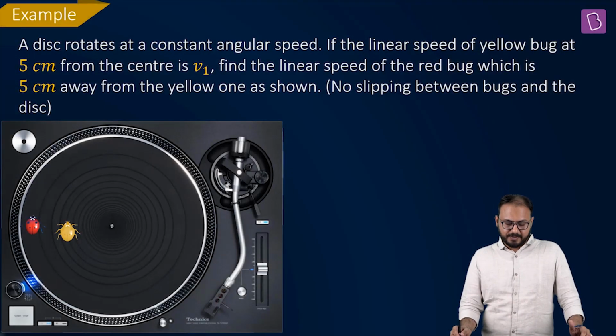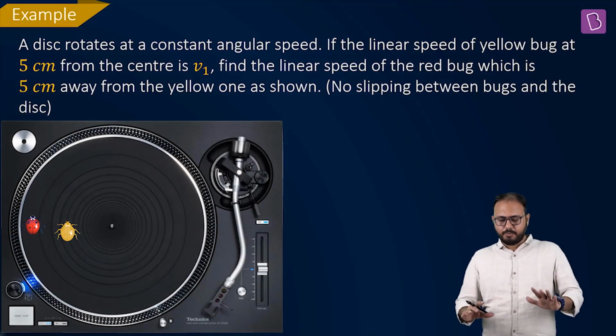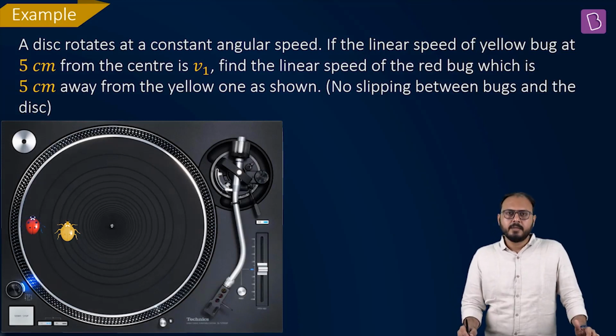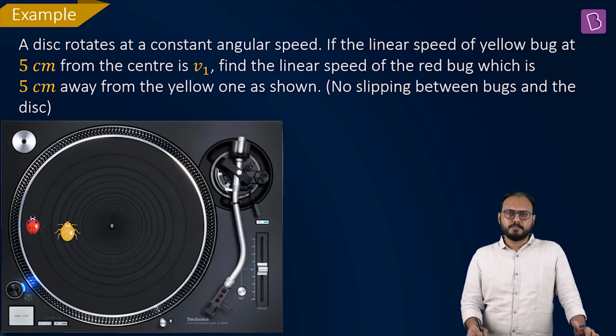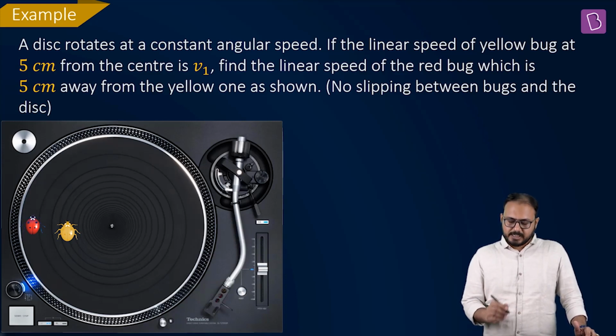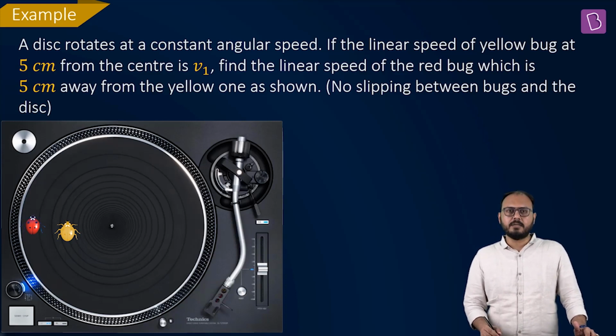Wow, that's a fancy looking DJ console, LP, gramophone record, whatever you can call it. A disc rotates at a constant angular speed. If the linear speed of the yellow bug at 5 centimeter from the center is v1.